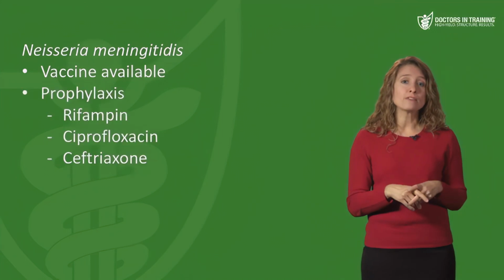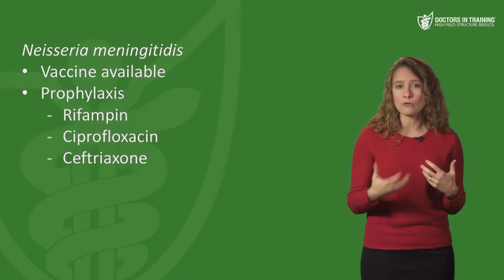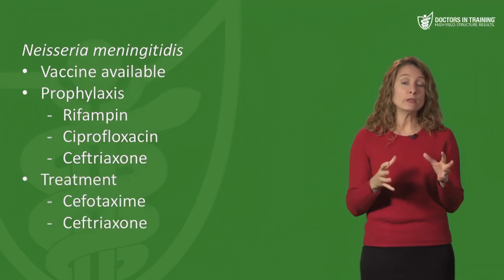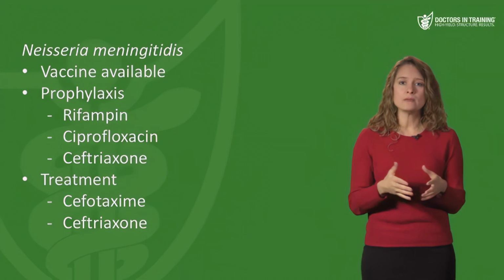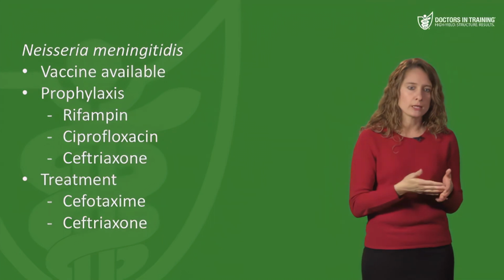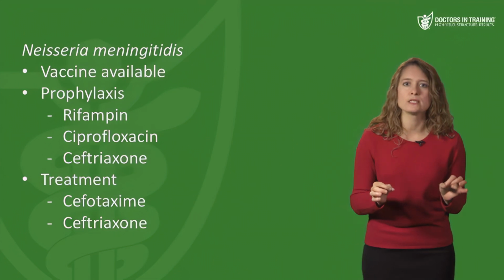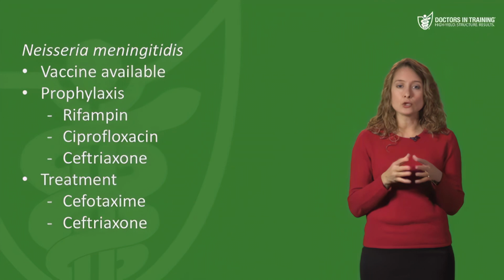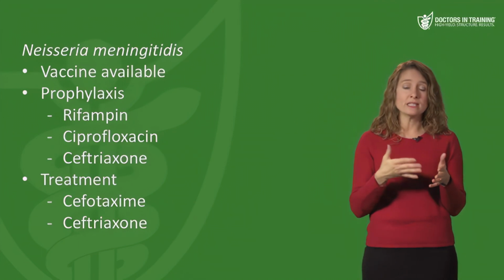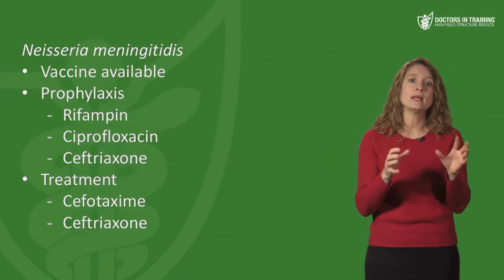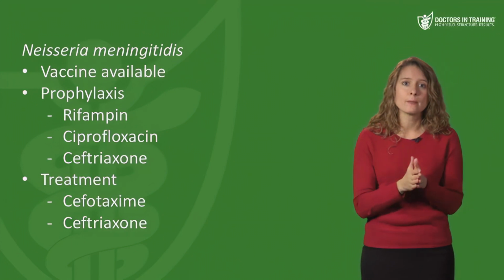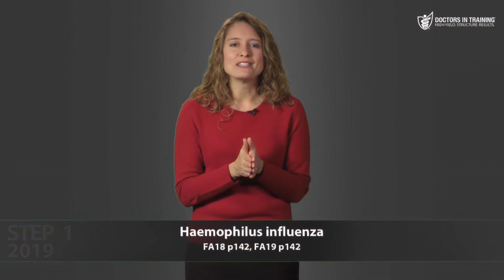Rifampin, ciprofloxacin, and ceftriaxone can be used as prophylaxis in people who have close contact with infected individuals. Treatment for overt disease should be implemented immediately and empirically. You do not wait for culture results in these people. Use ceftriaxone or cefotaxime, and you should only use penicillin G if you have sensitivity data showing that treatment will work.